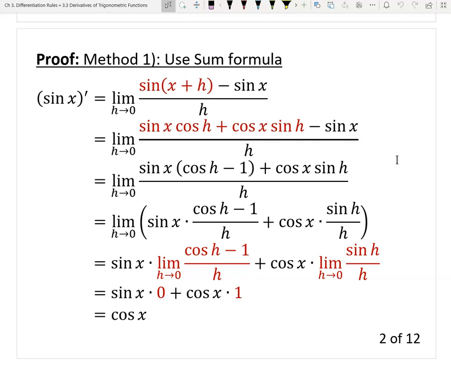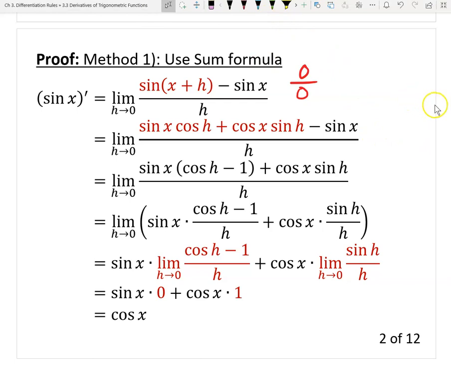Of course, someone will ask: why don't we directly put h equals 0 into the function? Yes, you are right. We can try that first. We plug in h equals 0. So the top is sine x minus sine x, which is 0. The bottom is also 0. So what do we get? Can you see? We get 0 over 0, which means indeterminate form. That's why we need to do other stuff.